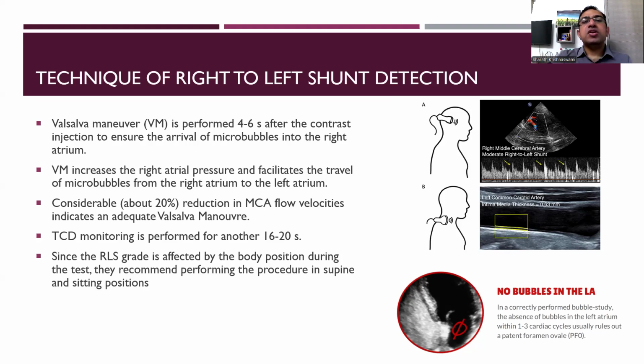And then, since this right to left shunt grade is affected by the body position, you have to do this test in the supine position and the sitting position. So basically, if you have no bubbles in the left atrium, then it indicates that there is no right to left shunt and there is no patent foramen ovale.